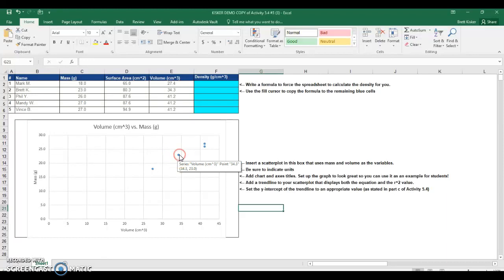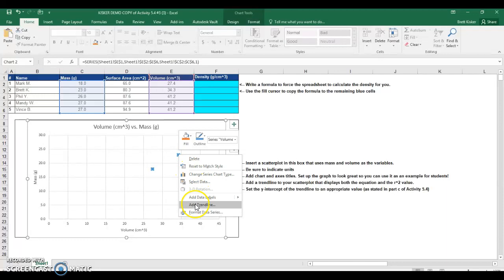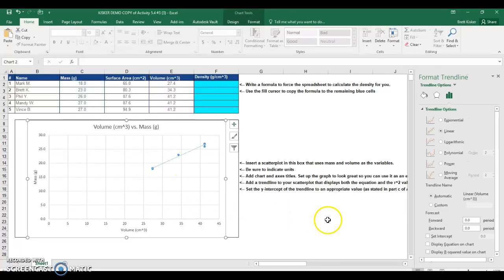The way that I do this is I just left click on the data first. I'm going to right click. I'm going to add a trend line. It's going to pop up with all sorts of options on the left as to what kind of trend line. I think linear is the best fit here. We are going to go ahead and display the equation on this chart.